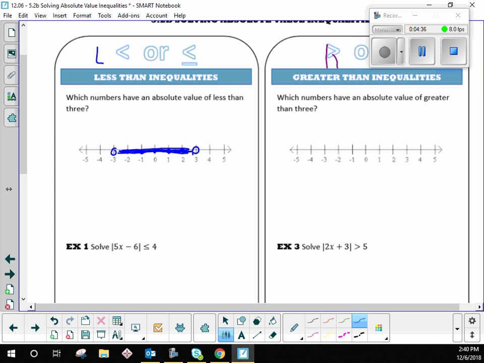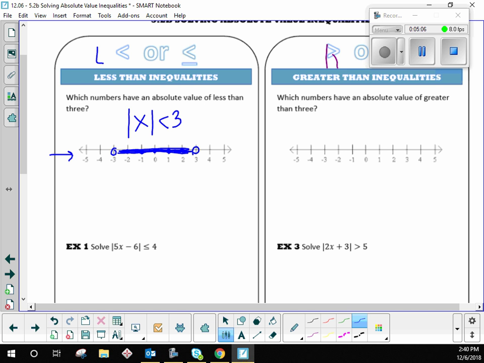Now I'm going to put some symbols on this problem. I asked you which numbers have an absolute value of less than 3. That's words. Here's what it looks like in symbols. Which numbers, I don't know what they are, so I use an X. Which numbers X have an absolute value that's less than 3? So that's symbols for the words that I just told you. And this number line is the answer to the question.